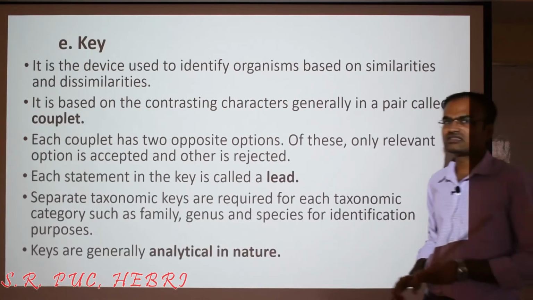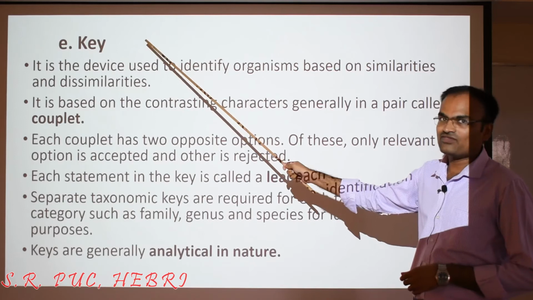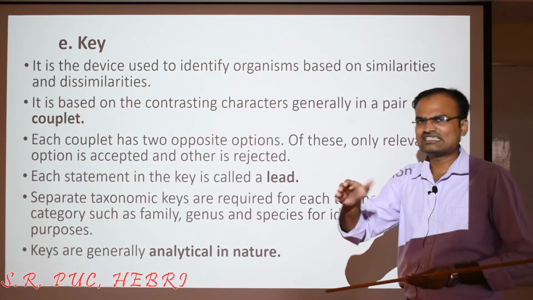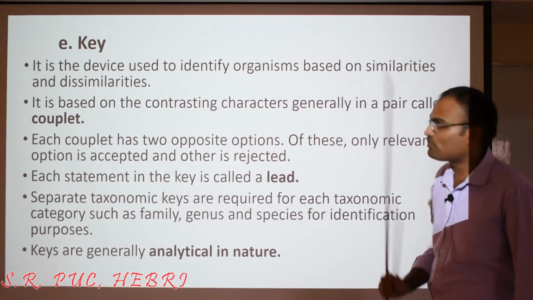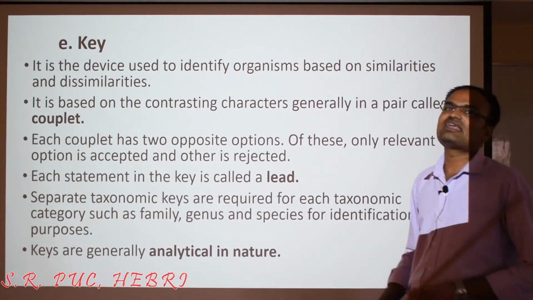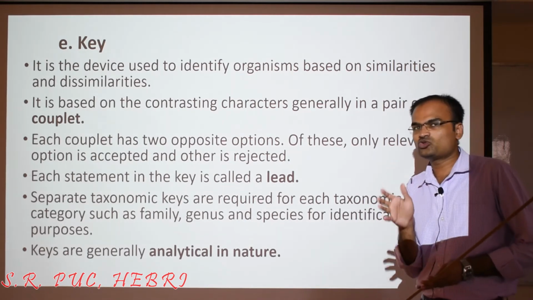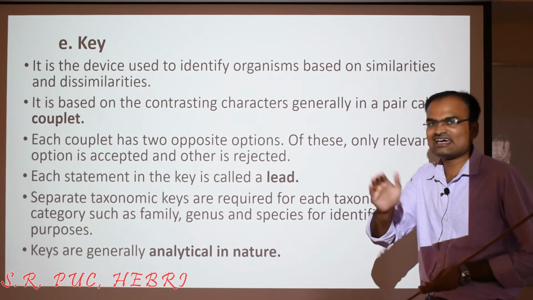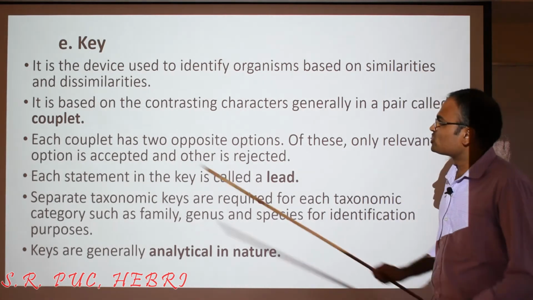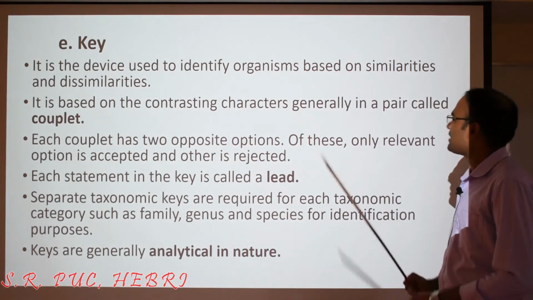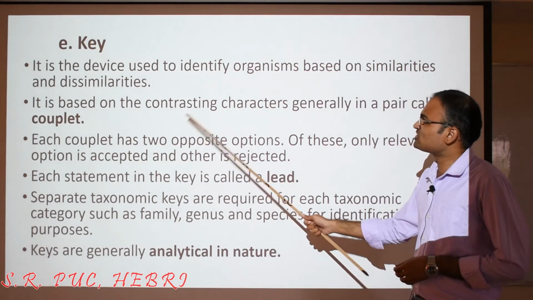Next, the fifth important taxonomical aid is the taxonomical key. In short, we call it a key. It is the device used to identify organisms based on similarities and dissimilarities. To identify any new organism, we take similarity and dissimilarity and compare it with the previously available organisms. It is based on contrasting characters, generally in a pair called a couplet. Couple means two, couplet means two.